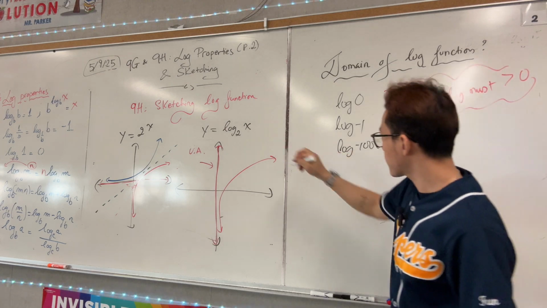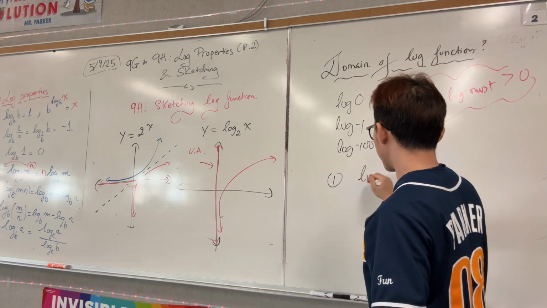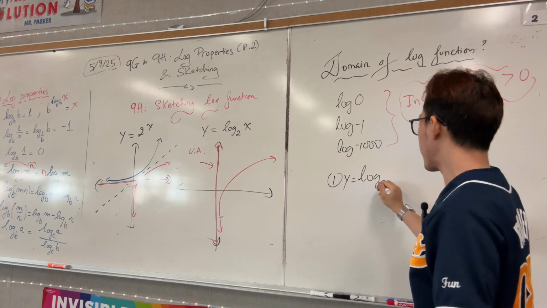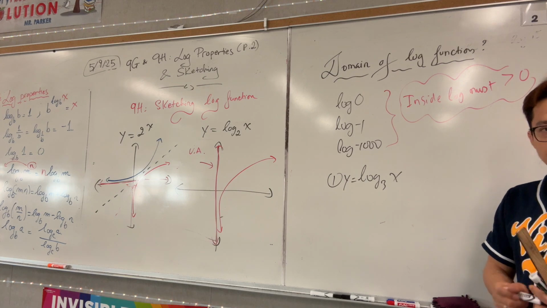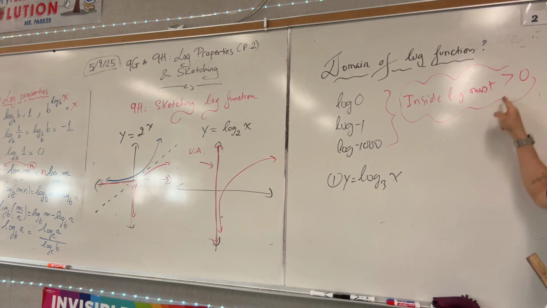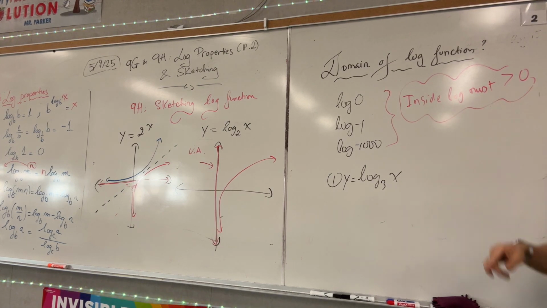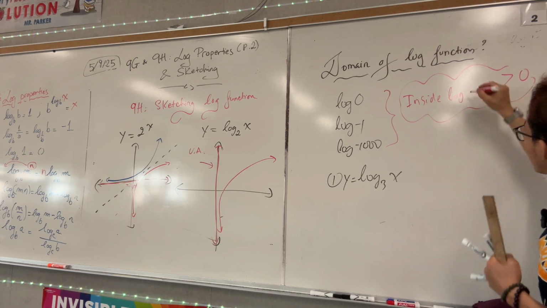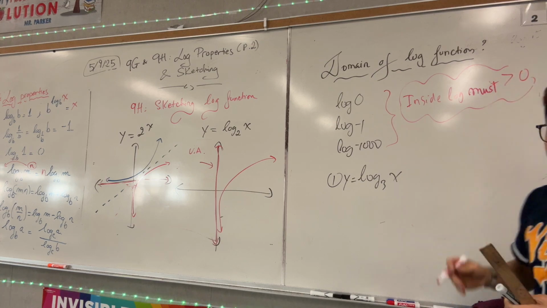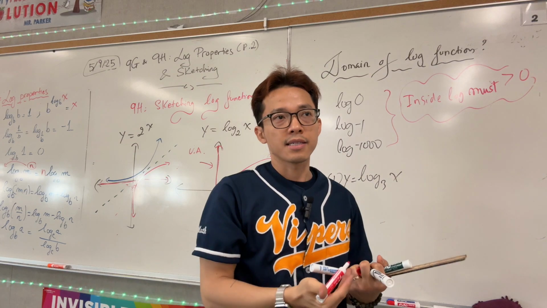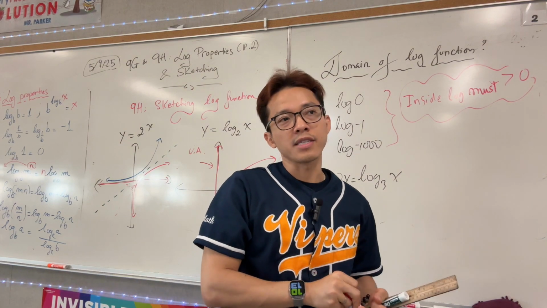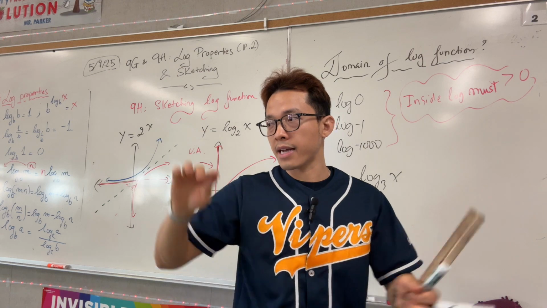Okay? So let's do the basic one. Or maybe do log base 3. Okay, let's do the log base 3. Inside log must be larger than 0. Now take maybe a couple minutes to write out step by step on the board. You see the 9H, sketch log function. Only 3 steps. Very similar to 9A because they are actually inverse.